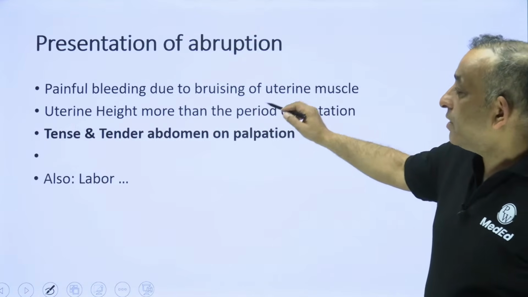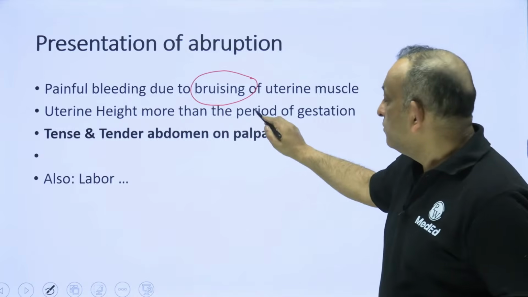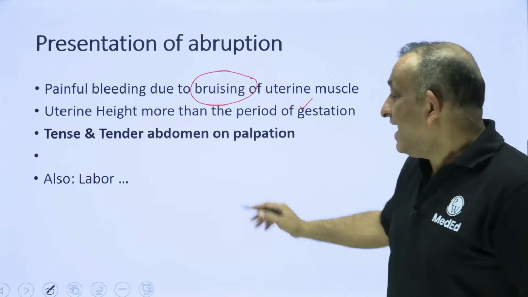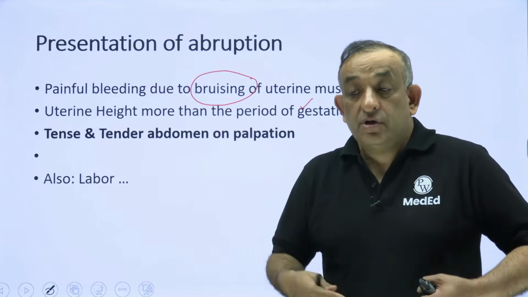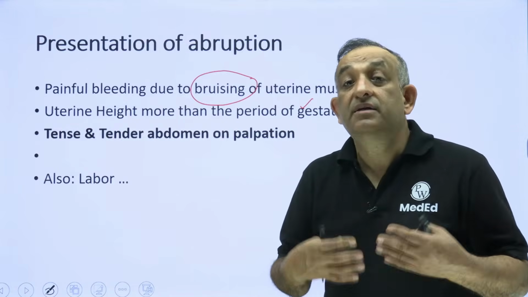So presentation of abruption: painful bleeding due to the bruising of the uterine muscle. Uterine height will be more than the period of gestation. Uterus will be a little higher because of blood clot, and tense and tender abdomen on palpation. So when this uterine muscle is bruised, it does not contract so effectively. So the labor is a little delayed.